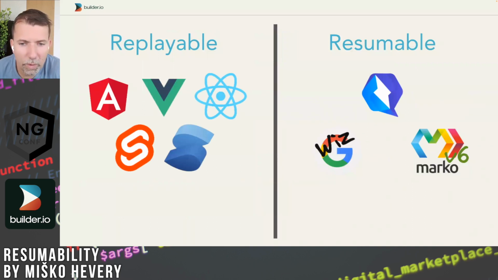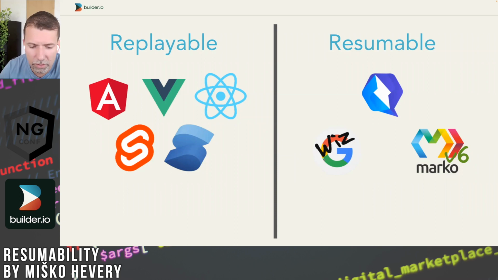So there's lots of existing frameworks out there, and most of the existing frameworks actually fall into the replayable category. But there's a new breed of frameworks out there, which are the resumable frameworks. Qwik, the one we're working on, is what we think is the best candidate as of right now, but there are others. Google has an internal framework called Wiz, which runs Google Search, Google Photos, and so on. Because it's internal, you can't use it, but Google has been using this strategy for many years with wonderful results.